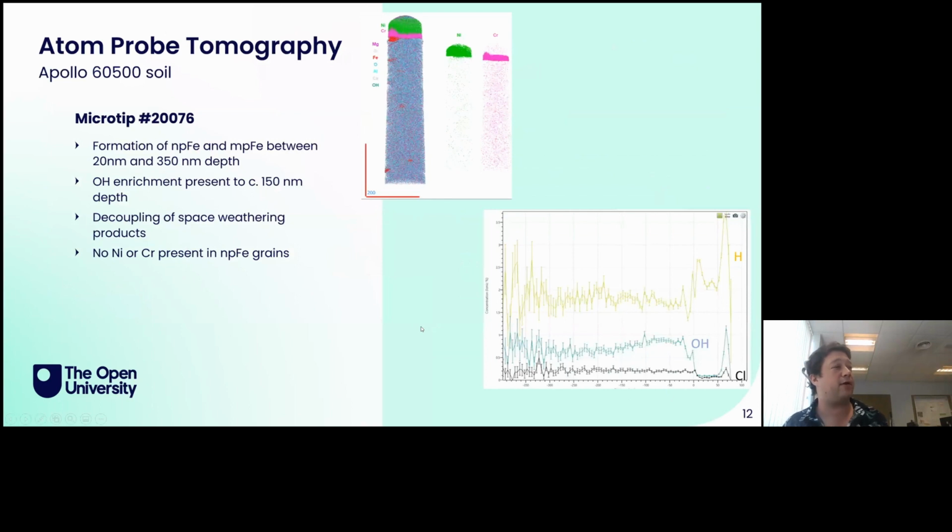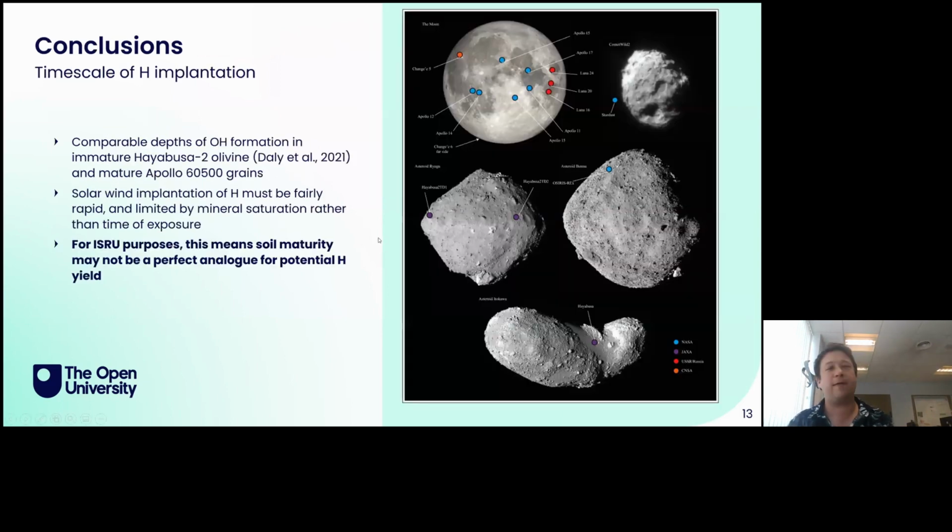The final sample that ran really well looks a lot more similar to that very first tip, right? So we got really deep nanophase iron formation and a pretty substantial OH enrichment at the surface again. And again, slightly decoupled. So the nanophase iron, microphase iron, whatever you want to call it, occurs at much greater depth than the OH enrichment. So within those three tips, you've got decoupling of nanophase iron and OH formation, all running in parallel. That's speaking about multiple mechanisms that are potentially forming these things.